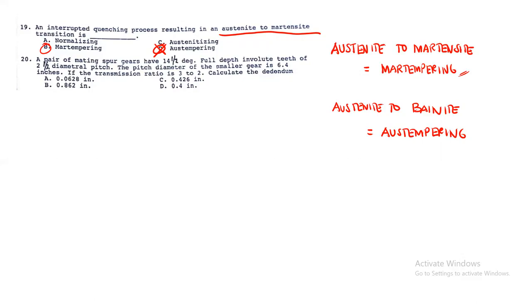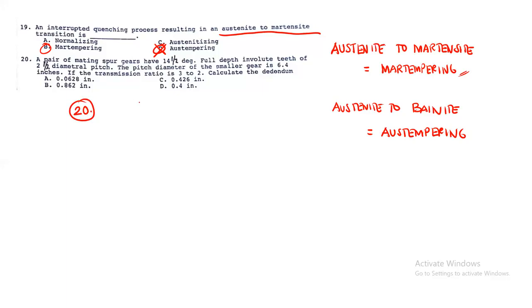A pair of mating spur gears have 14.5 degree full depth involute teeth of 2 1/2 diametral pitch. The pitch diameter of the small gear is 6.4. The transmission ratio is 3:2. Calculate the addendum. So, medyo madali lang itong 20 na, guys.